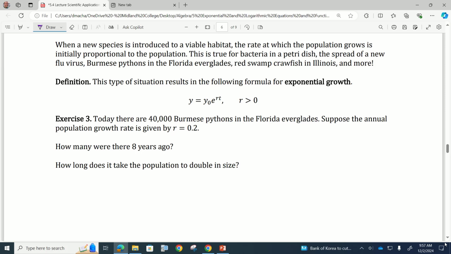The rate at which the population is growing is proportional to the population size at any time. Because to make a new python, you just need a male python and a female python. And so the number of current, modern day male and female pythons, that's the rate at which you're producing new pythons. It's the rate at which the python population is growing. So when this happens, you get exponential growth. And this is the exponential growth formula.